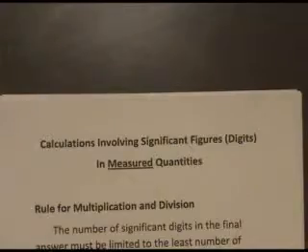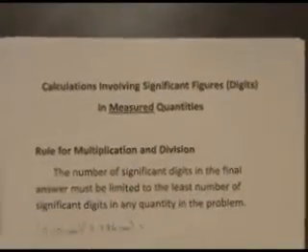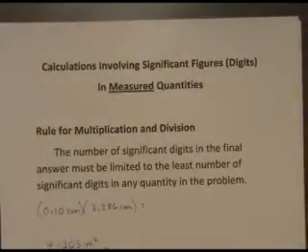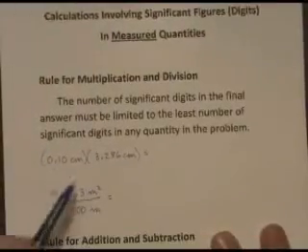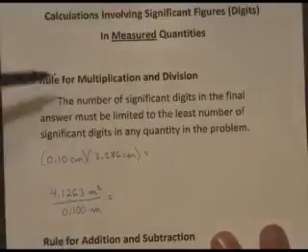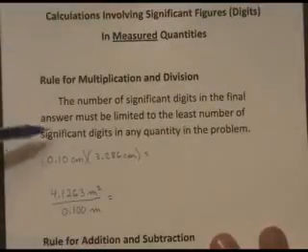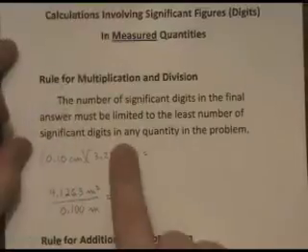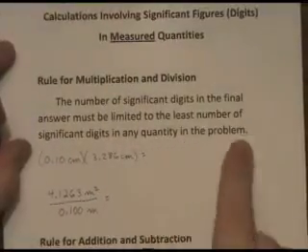In this short lesson, we'll learn how to do calculations involving significant digits in measured quantities. First, we'll start with the easier rule, which is the rules for multiplication and division. When we have two quantities that need to be multiplied or divided, the number of significant digits in the answer cannot exceed the least number of significant digits in any quantity in the problem.